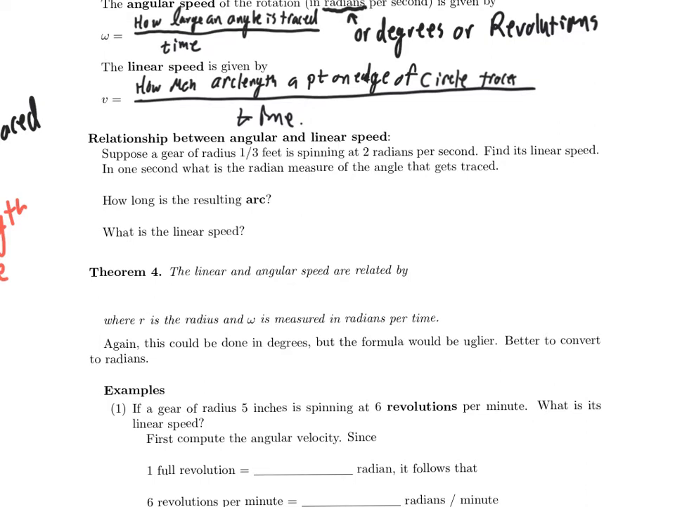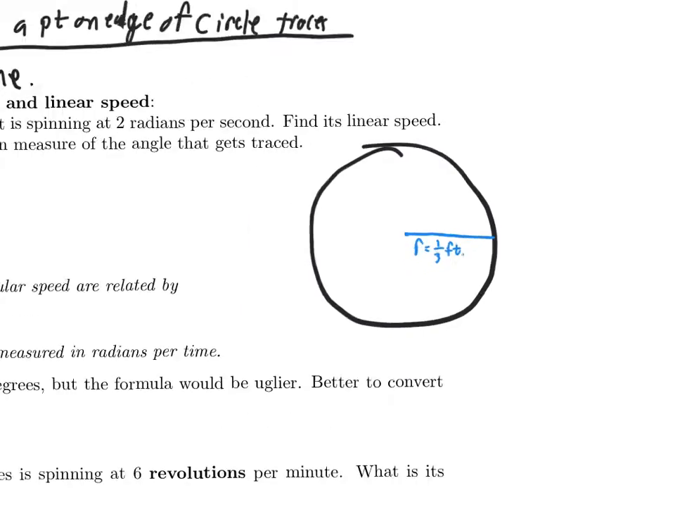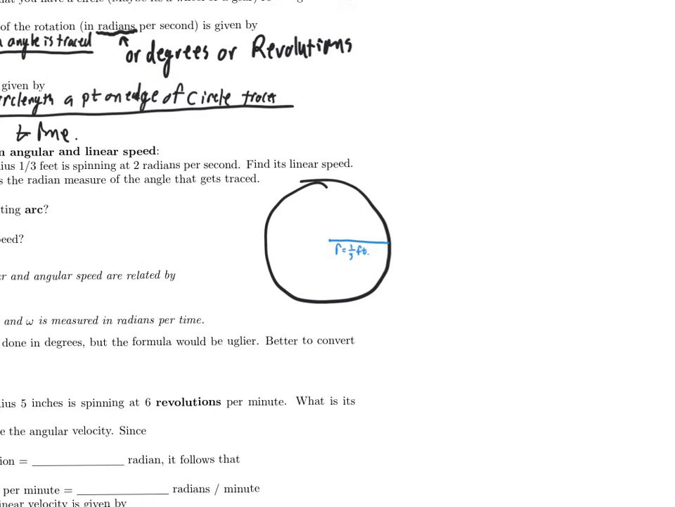So suppose I give you a gear of radius 1/3 feet. So here's my gear. If I can't draw a circle, there's no way I'm going to try to add in the little teeth to make it look more like a gear. Let's suppose that its radius is 1/3 of a foot. And let's suppose it's spinning at a rate of 2 radians per second.